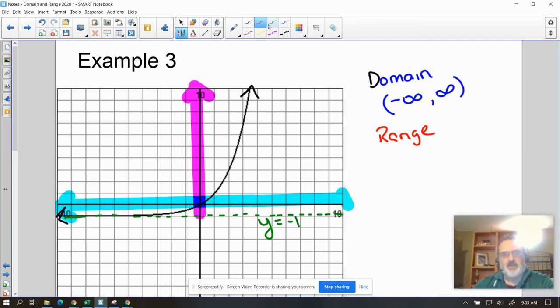So when I go to write my range, I need to use -1 as one of the endpoints and infinity as the other one, because that's infinity, and this is -1. But I cannot include -1 in the set because this function never really gets to -1. It's an asymptote.